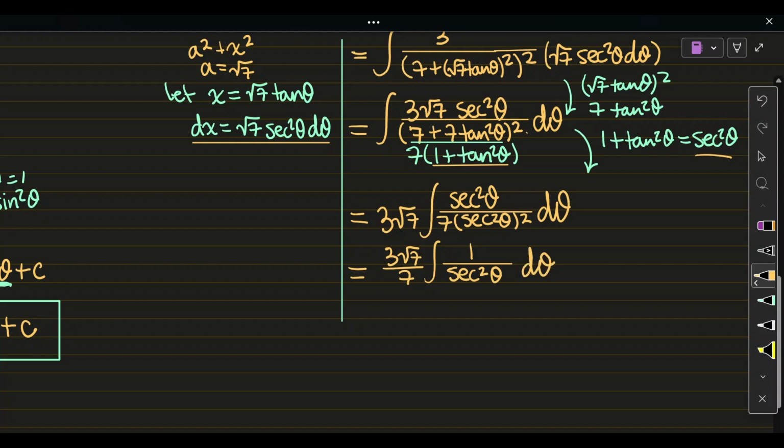And then this is just going to be 1 over secant squared. Recall that secant theta is 1 over cosine theta. So 1 over secant theta is equal to cosine theta. And the same is true if I square them. So 1 over secant squared theta is equal to cosine squared theta.